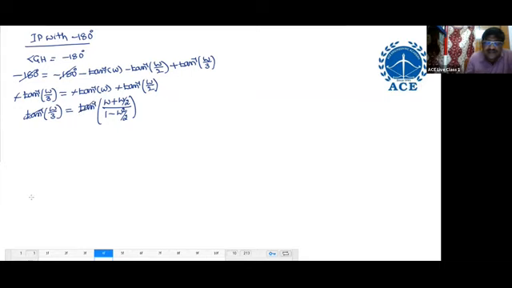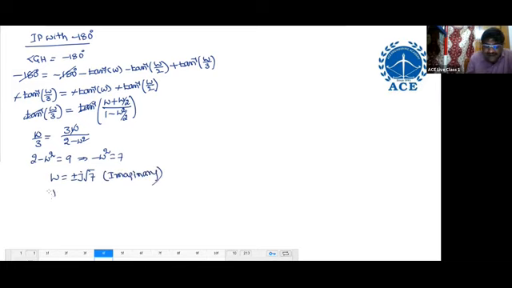Tan cancelled. Then what happened? Omega by 3 equals 3 omega divided by 2 minus omega square. Omega cancelled. 2 minus omega square equals 9. So minus omega square equals 7. So omega equals what? Plus or minus j root 7. So it is imaginary, an invalid intersection point.